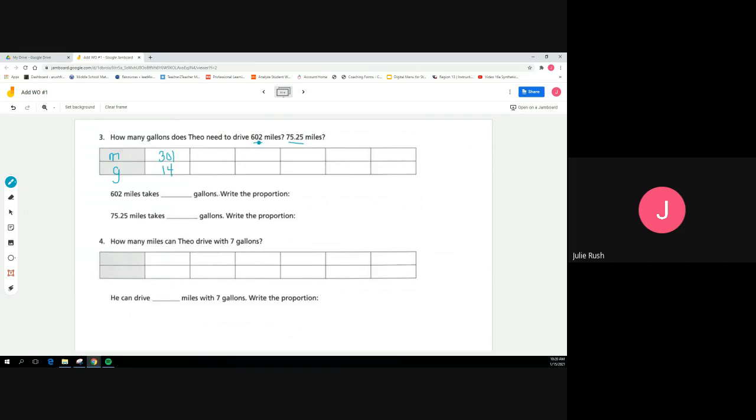I hope you can see a relationship between 602 and 301. And in fact, all they did was double it. If I doubled 301, I would get 602. Okay. So if I doubled 14, I would get 28. So it takes 28 gallons to go 602 miles. Easy peasy, right? That was an easy one. Let's look. I'm going to grab the red pen. And now let's tackle the 75.25.